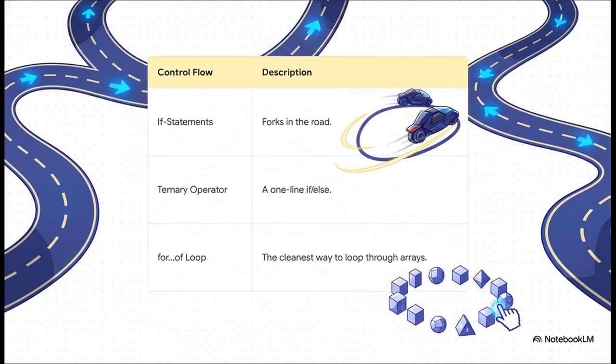This is how your code starts making decisions, how it gets smart. The classic if statement is like a fork in the road. If this is true, go left, otherwise, go right.